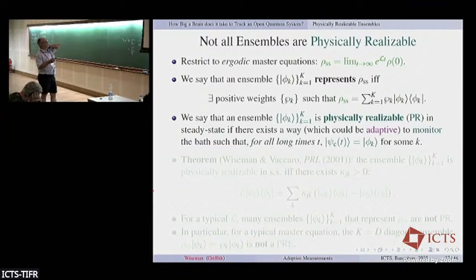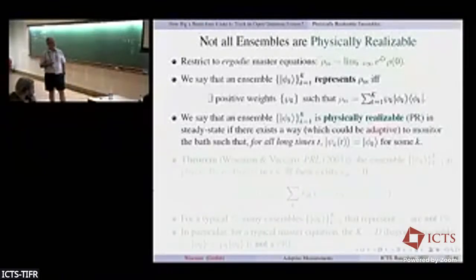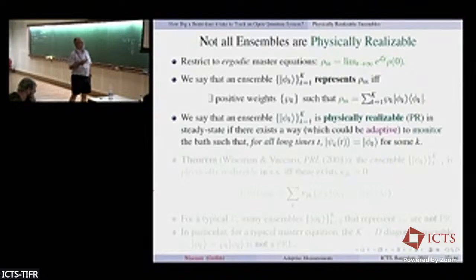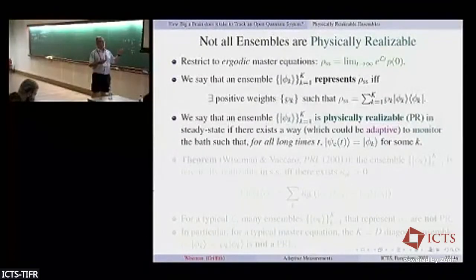Okay, so let's get to some mathematics though. We're going to restrict to ergodic master equations, so ones where there is some unique steady state. Consider an ensemble where there exist positive weights so that I can write the steady state rho as a mixture of those pure states. But this is a crucial point: saying that a set of pure states represents rho is not the same as saying that that set of pure states is physically realizable. That is a technical term. What I mean in this context is that there exists a way, which could be adaptive, to monitor the bath such that for all long times the system is in one of these states. So it will equal phi k for some k.